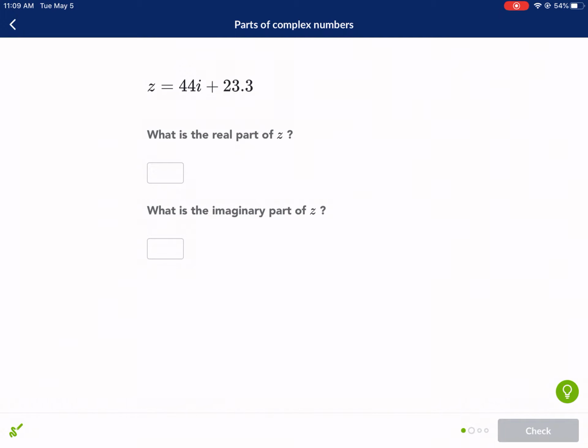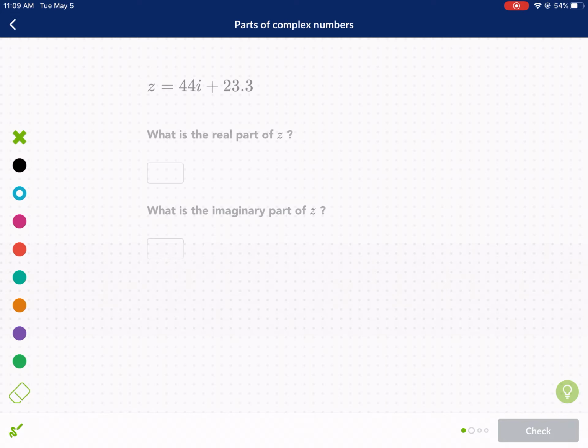Today we're going to be doing a Khan Academy tutorial on parts of complex numbers. So complex numbers is an extension of imaginary numbers. What we need to understand about imaginary numbers is i is equal to the square root of -1. Now, a complex number essentially is a combination of real numbers and imaginary numbers.